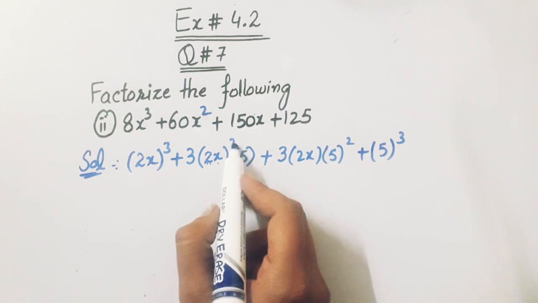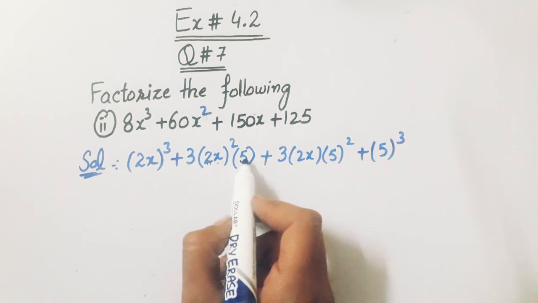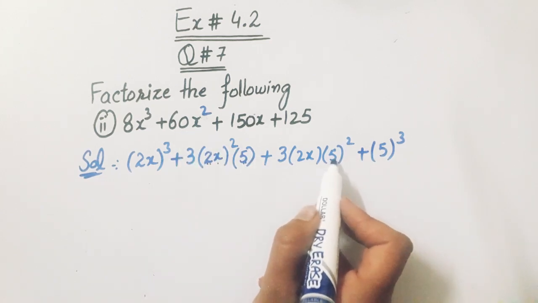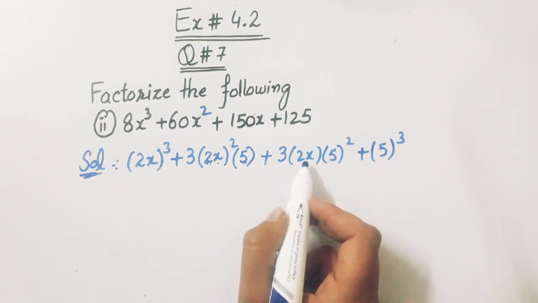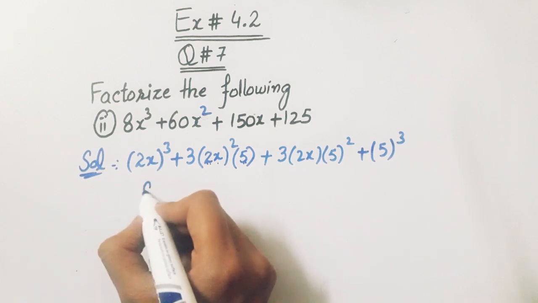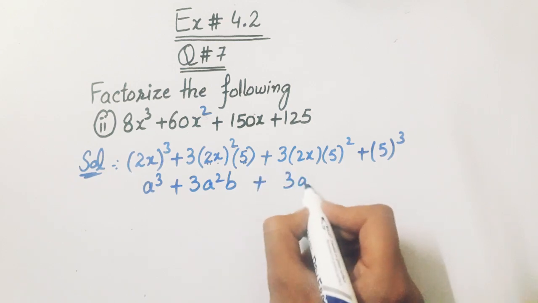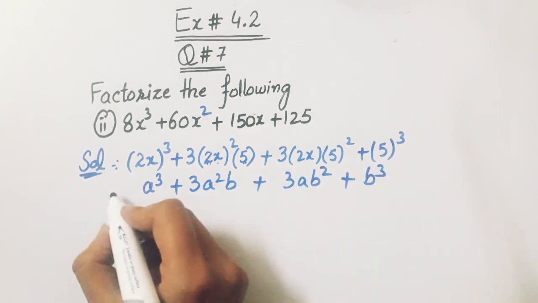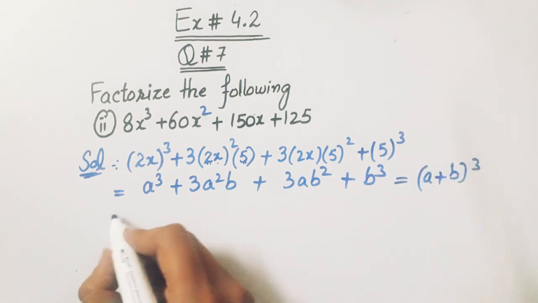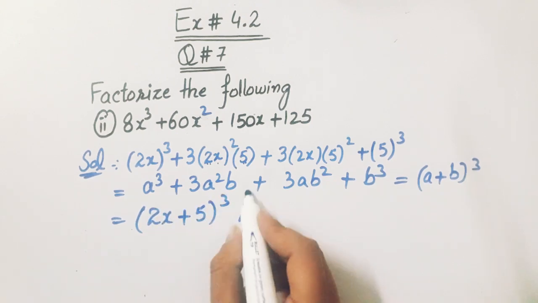Because 2 square is 4 and x square is x square. When we multiply this, it becomes 4 into 5 is 20 and 20 into 3 is 60, and 5 square is 25, 25 multiplied by 2 is 50 and 50 multiplied by 3 is 150. So this becomes a cube plus 3a square b plus 3ab square plus b cube, which is equal to a plus b whole cube, and this is equal to 2x plus 5 whole cube. This is the final answer.